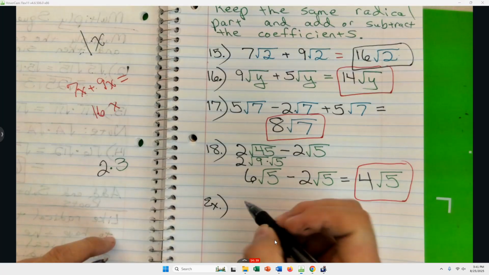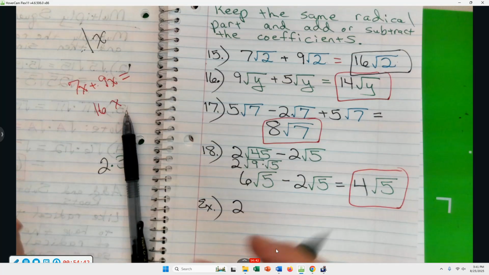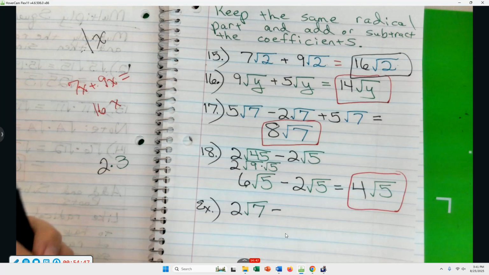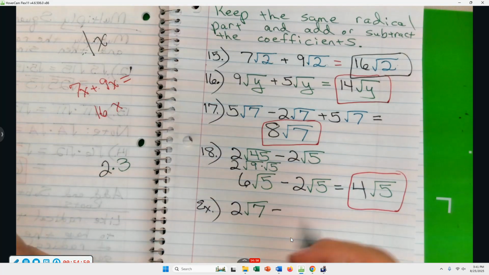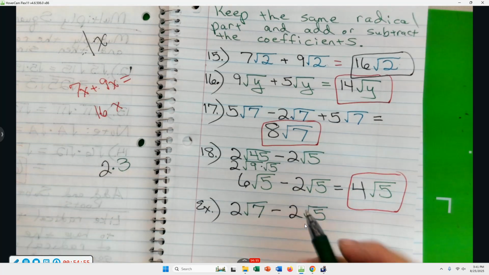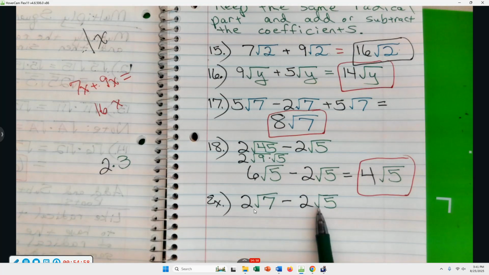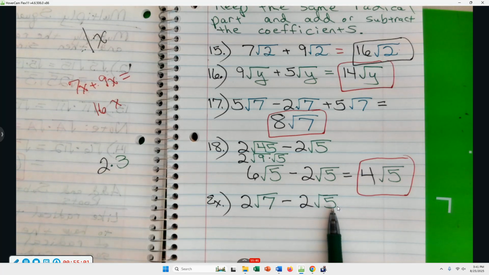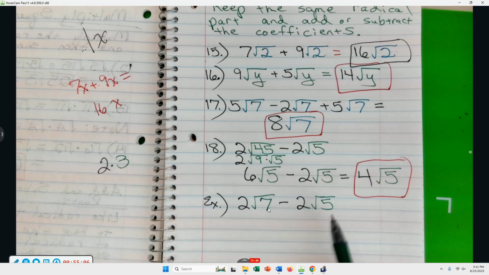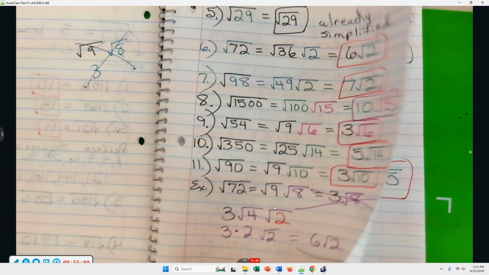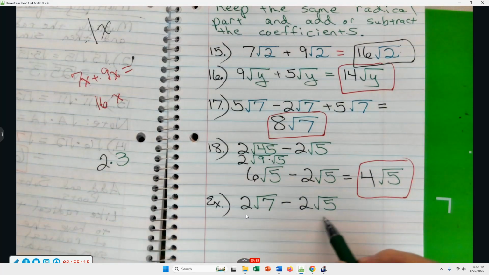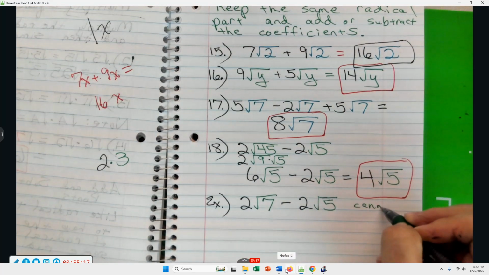Okay. Suppose this had been the problem: 2 square roots of 7 minus 2 square roots of 5. In this case, I don't think there's anything you can do. You cannot get a like radical term. 5 is a prime number. 7 is a prime number. There's no perfect square other than 1 that divides evenly into those. And so this one would be an example of "cannot be simplified."